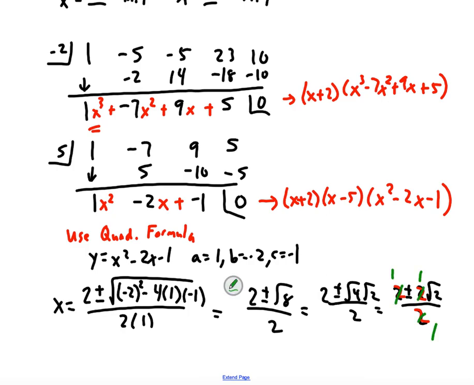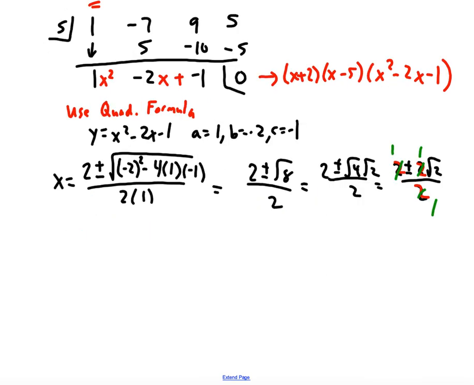2 goes in each one of them one time. You can't go inside the square root, because it's inside the square root and the other ones aren't. So then our last zero here is x equals 1 plus or minus the square root of 2. So really, our other two zeros there are 1 plus the square root of 2, and 1 minus the square root of 2.